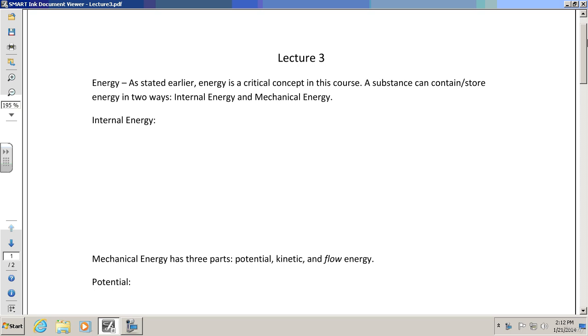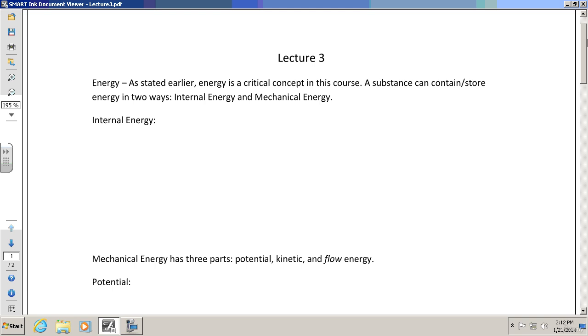Energy obviously is a really critical part of this course. So what I want to do today in our first lecture, then we're going to have a break again, and we'll have another lecture. In our first lecture, I want to look at how energy is stored in a substance. There are different ways energy is stored in a substance. The two main categories are internal energy and mechanical energy. Those are the ways energy is stored inside some kind of substance.